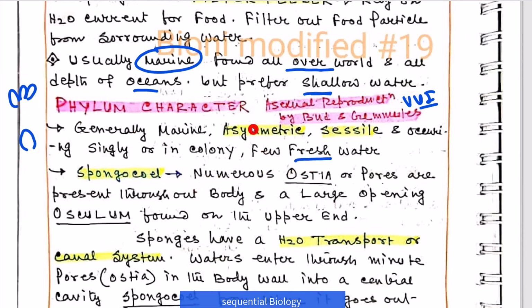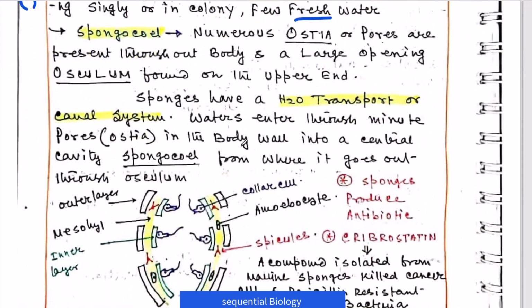The spongocoel, and numerous ostia or pores are present throughout the body. Many small pores are present, and these pores are known as ostia. There is also a large opening on the upper end, which is called the osculum. Sponges have a water transport or canal system. This is a characteristic feature of sponges, phylum Porifera.